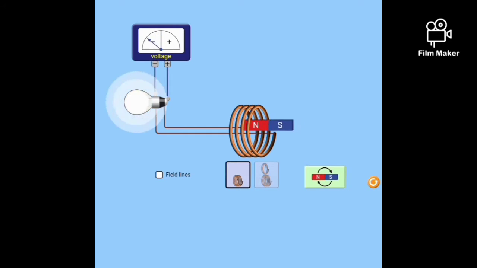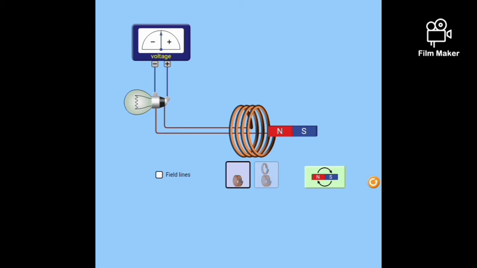When this magnet is moved into the coil, we see the galvanometer deflecting momentarily on one side and also the bulb lighting. When we pull this out, still the galvanometer deflects, but now in the opposite direction, and the bulb again lights. What is causing the bulb to light and the galvanometer deflect is simply the current that flows through them. But current can only flow if there is an electromotive force driving it.